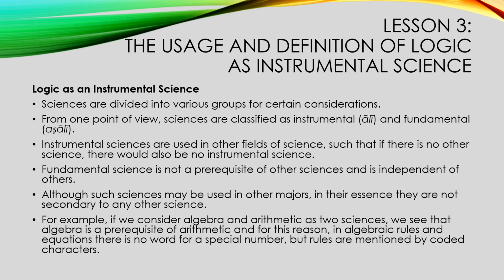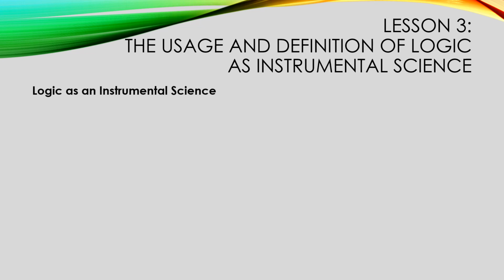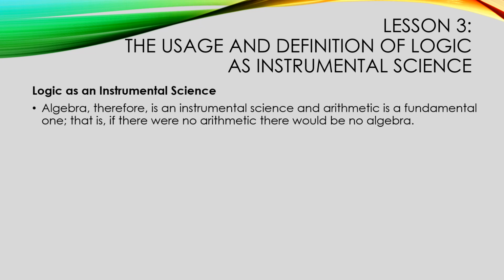Let us explain. For example, if we consider algebra and arithmetic as two sciences, we see that algebra is a prerequisite of arithmetic. And for this reason, in algebraic rules and equations, there is no word for a specific number, but rules are mentioned by coded characters. These rules are used in arithmetic, which deals with quantities. Algebra, therefore, is an instrumental science and arithmetic is a fundamental one. That is, if there were no arithmetic, there would be no algebra.